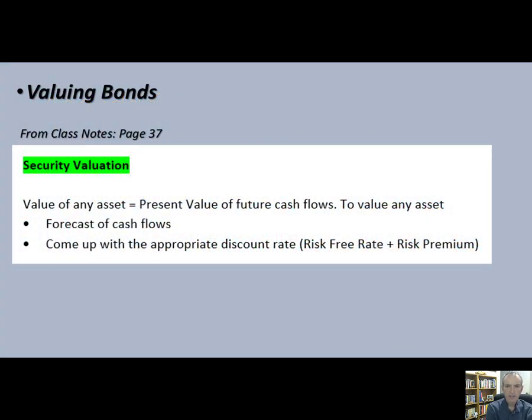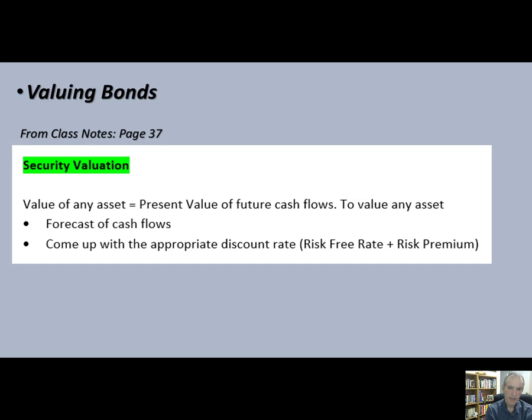So we're valuing securities. We're in a whole new section here on page 37 of the notes. We're talking about security valuation. We're only going to talk about valuing stocks and bonds. We're going to start with bonds. But for all assets, not just securities, the value of an asset is the present value of future cash flows. So we're going to use that with stocks and bonds. It works with real estate. It works with commodities. There can be some exceptions.